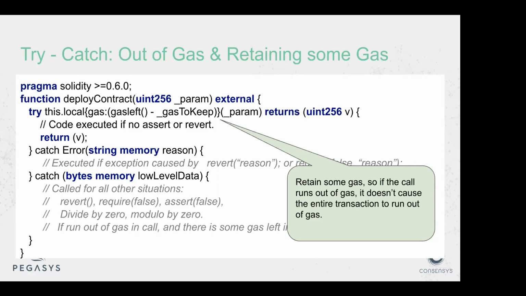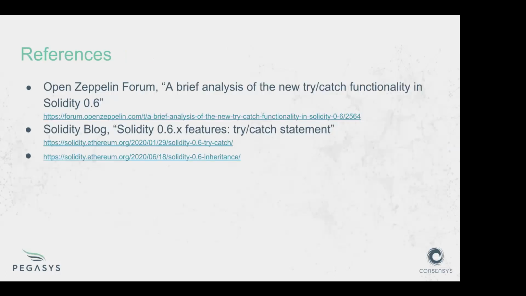So I guess you've got to think about the overall application and how it's architected, as to whether it would be better to just have the whole transaction fail due to out of gas, or whether you would just want that individual function call to fail. If you want to look into this area more, there's an OpenZeppelin forum article on it, and then there is also a Solidity blog article on it.